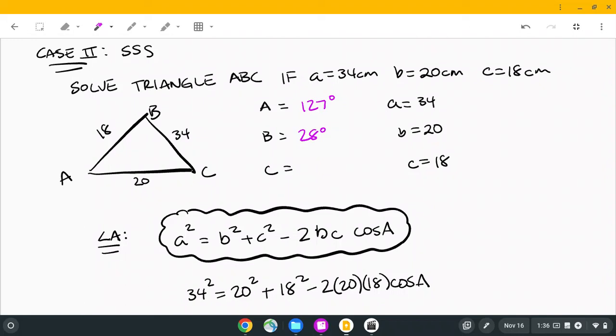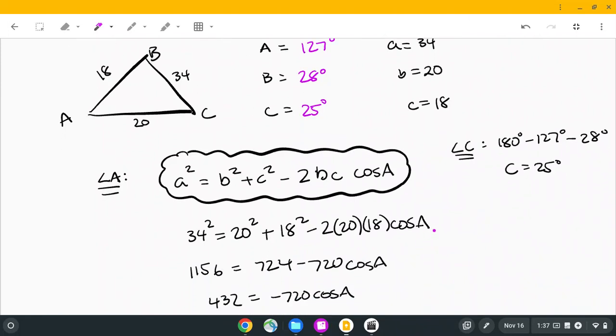And now that I have these two, angle C, I can do 180 minus 127 minus 28. So angle C equals 25 degrees. Okay, so that's how you would do this using law of cosines. And like I said, once you use law of cosines, then you're able to use law of sines afterwards.